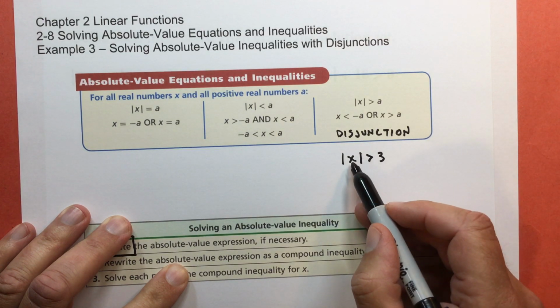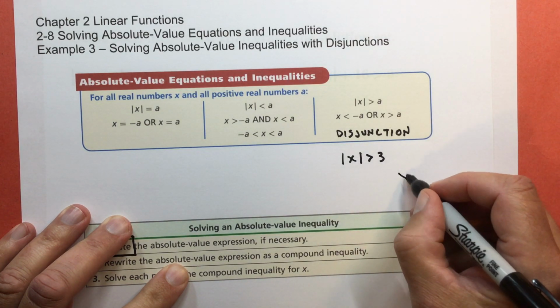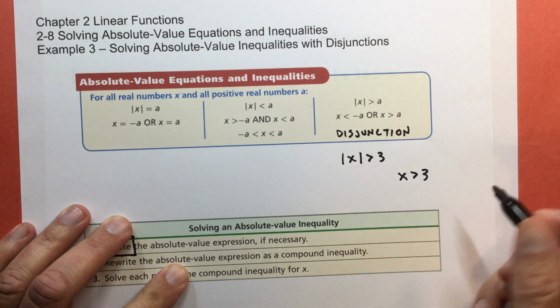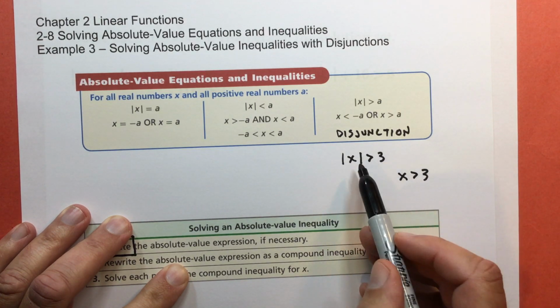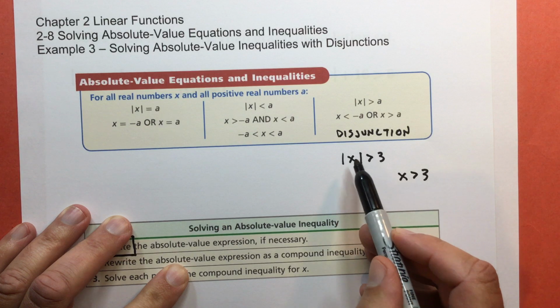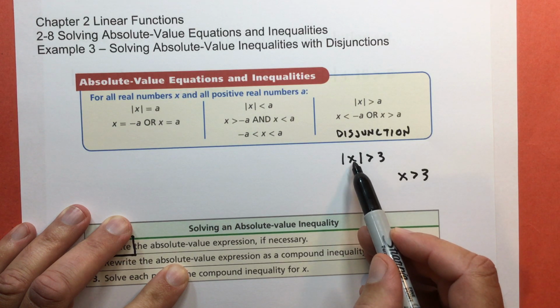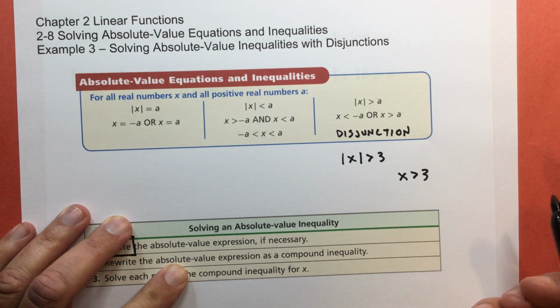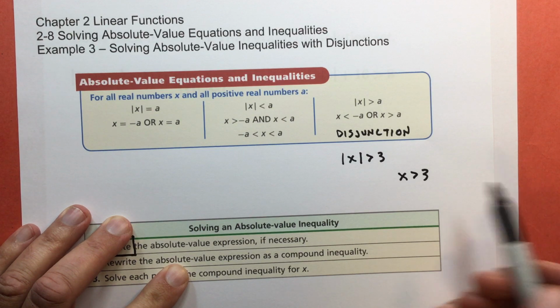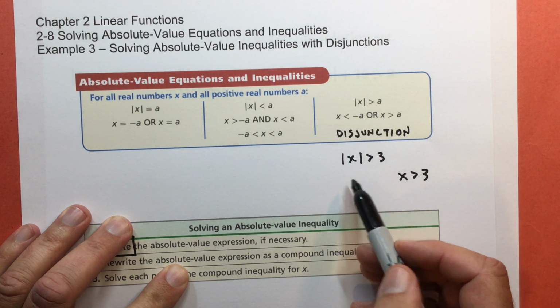So what could these x's be? Well, one thing, like I just said, I could have any number that's greater than 3. So 4, 5, 6, the absolute value of those are 4, 5, 6, and those are all greater than 3. That's okay. Most people understand that. The hard part is understanding what happens on the other side.